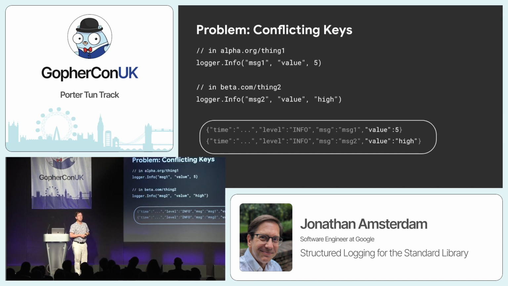Another use for groups is when you have two subsystems that use the same key with different meanings. Here, in fact, they have different types. So alpha.org uses value as an integer, and beta.com treats value as a string. And some back-end processors, downstream processors of log data, will get very upset if you feed them these two lines because they won't know what the type of value is. They won't be able to summarize or aggregate these logs very well. So how can we distinguish the two values? We can use groups in another way.